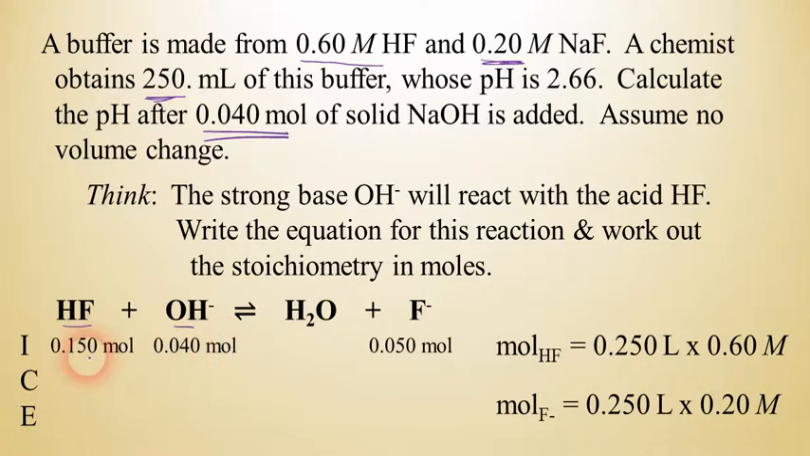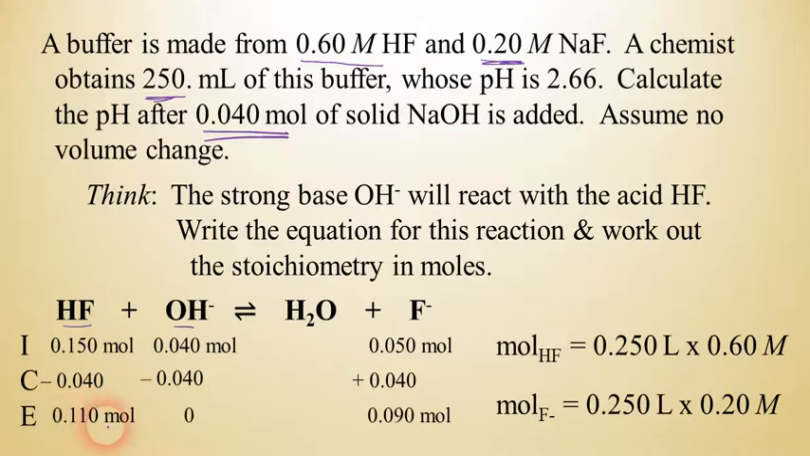Now, which one of these two is going to run out first? Hopefully you can see that it's the hydroxide. There's less of it. So the hydroxide is the limiting reactant here. So both of these go down by 0.04 moles. That means that the fluoride goes up by 0.04 moles. And so for hydrofluoric acid, we'll have 0.11 moles. Hydroxide is gone. And we have 0.09 moles of fluoride.